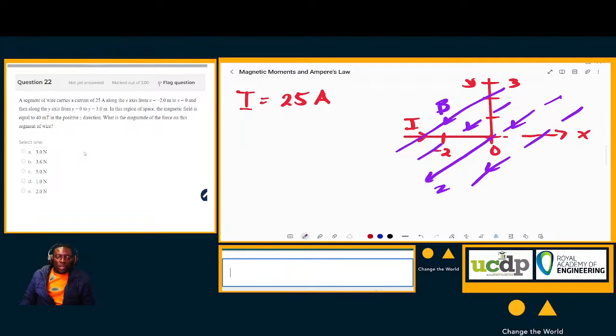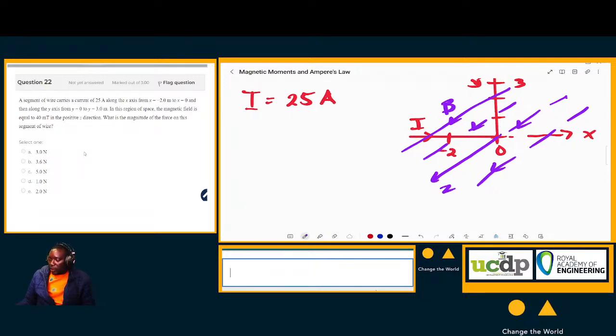Then what is the magnitude of the force on this segment of wire? So we still want the force that is acting on this segment of wire. Take note, the plane of the wire is perpendicular to the Z direction. It means the X direction is perpendicular to the field. The Y direction is perpendicular to the field.